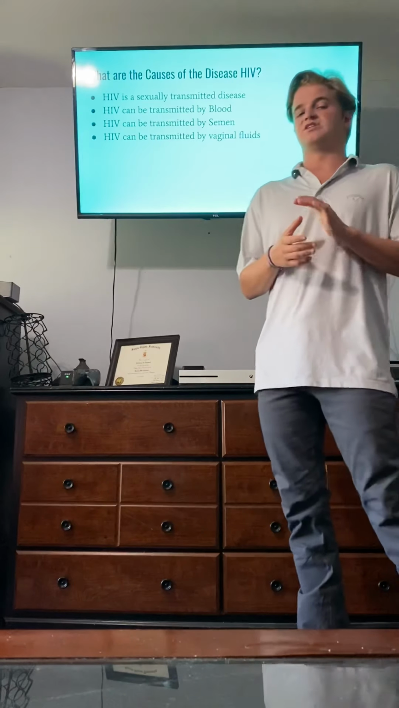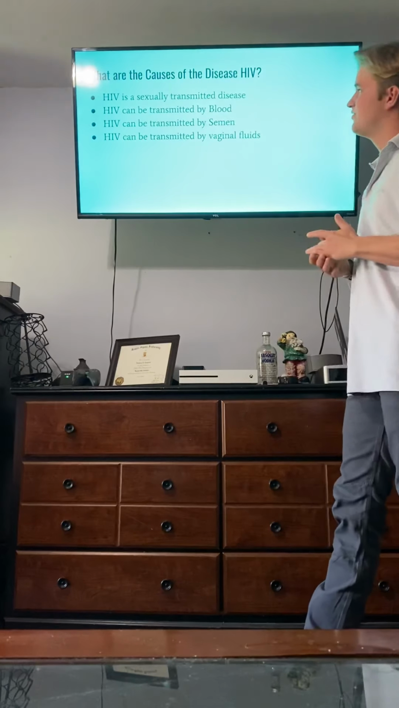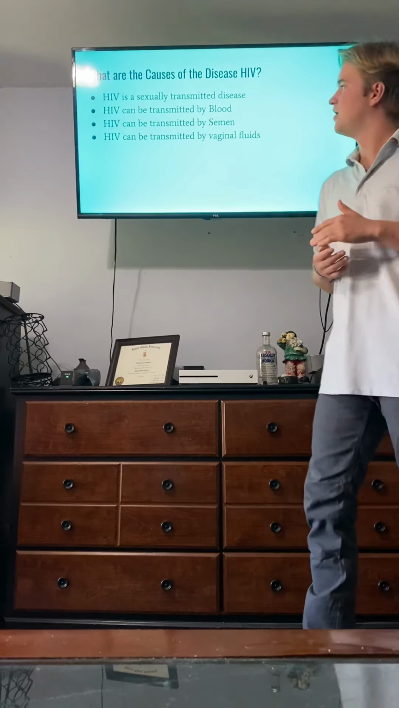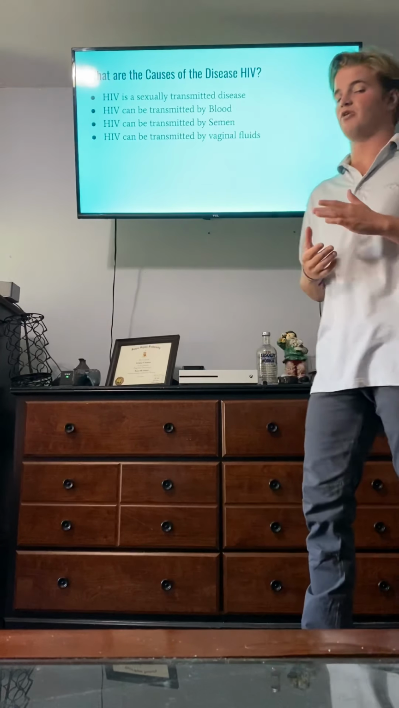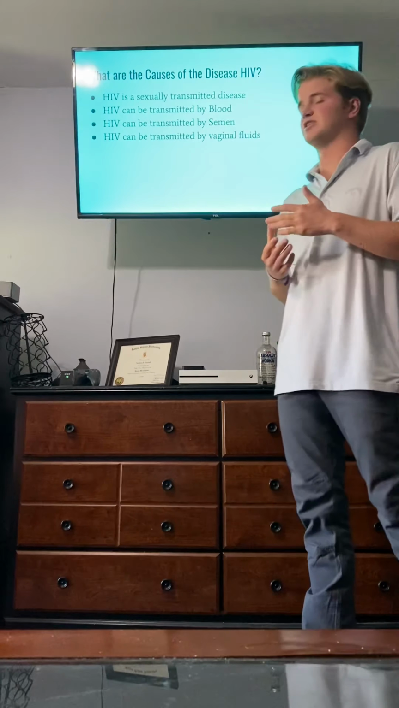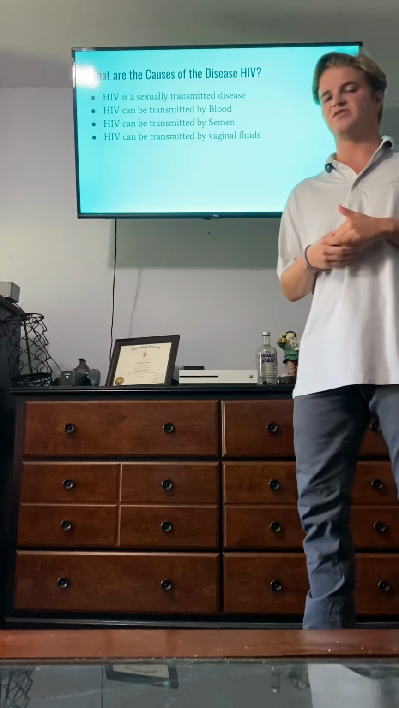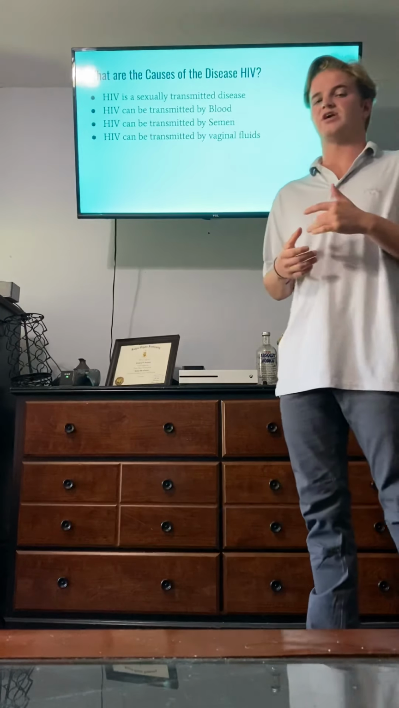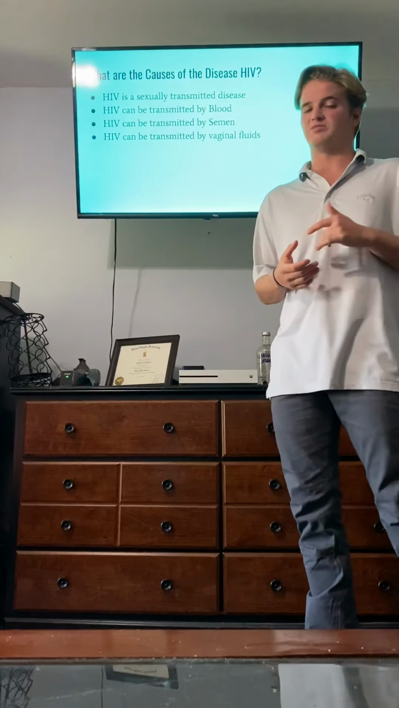What are the causes of the disease HIV? HIV is a sexually transmitted disease. This means HIV can be transmitted 3 ways. HIV can be transmitted by blood, semen, and vaginal fluid. Also not mentioned in this, without sexual intercourse, it can also be transmitted through breast milk.